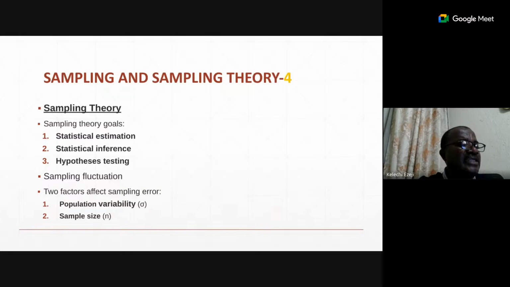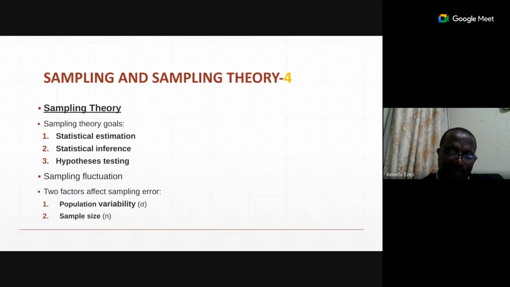Then the third goal of sampling theory is hypothesis testing: testing hypotheses of a relationship between variables from a study of samples drawn from the population. We draw a sample from the population, we gather data called statistics, and we test the relationships between one part of that data called a variable and another variable. It is one of the key things, because it is only by testing hypotheses that we're able to establish if the relationships exist significantly. So that is one clear goal that we have for sampling theory.